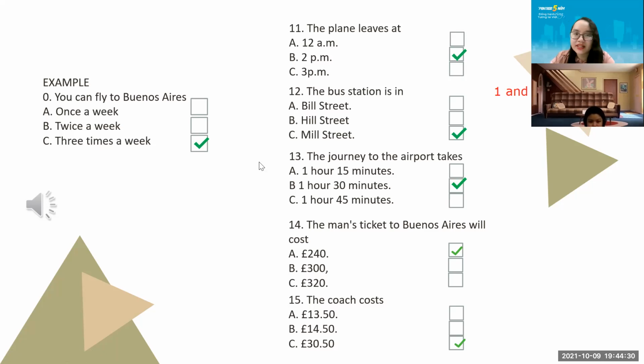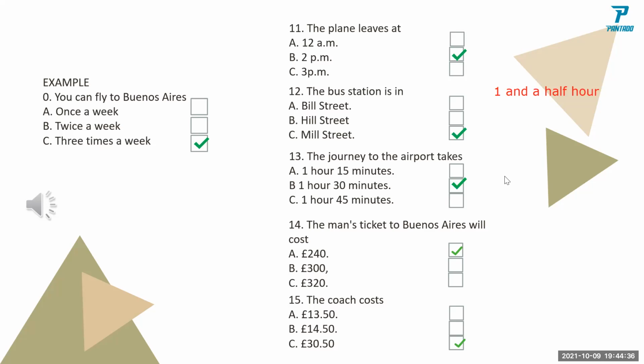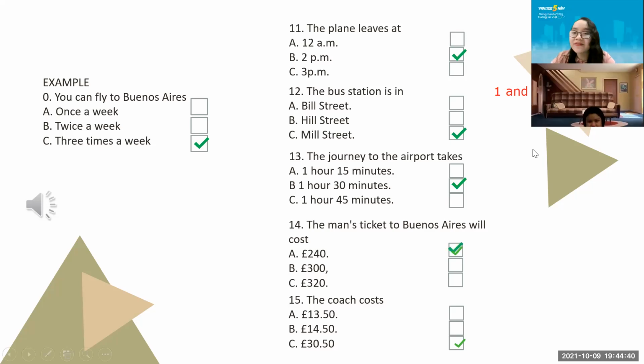Number 14. The man's ticket to Buenos Aires will cost... Okay, very good. 240 pounds. Ban đầu chọn 300 pounds là nghe thấy 300 là chọn luôn nè. Nhưng mà ở đoạn sau thì người ta lừa mình đó. Đoạn đầu người ta lừa mình rồi, đoạn sau mới là thông tin chính xác.